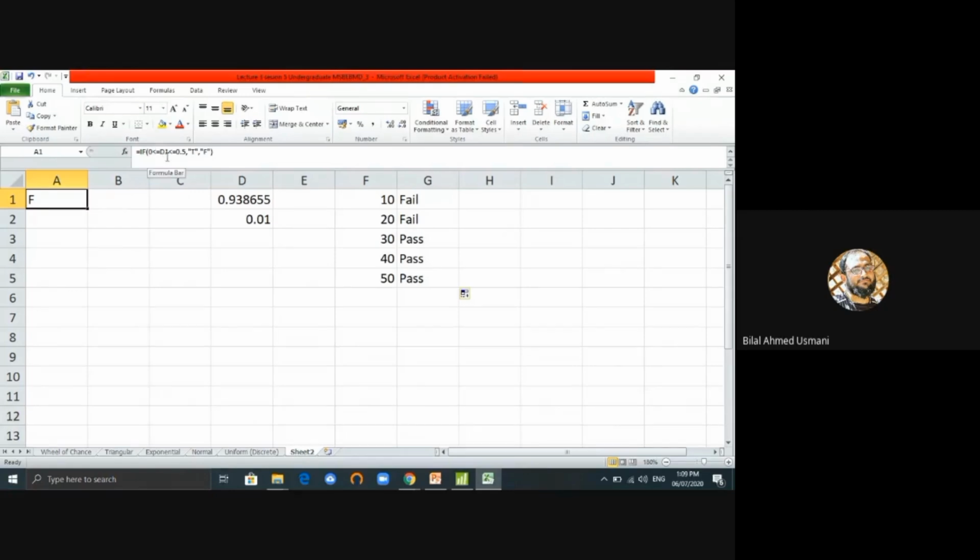If D1 is greater than or equal to 0, and D1 is less than or equal to 0.5, it should be true. If it is 0.9, why is it always saying false?